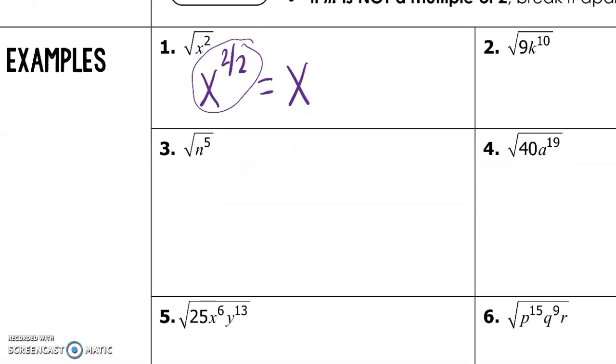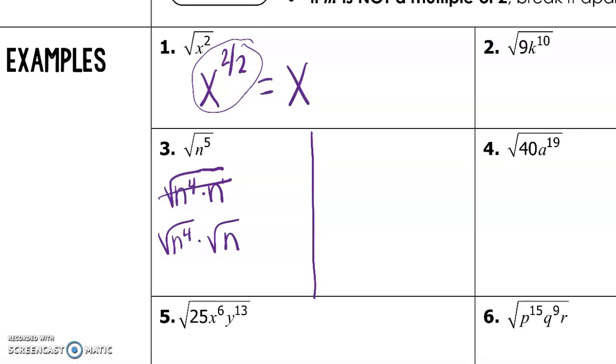Number 3, we already have an odd exponent. So I'm going to go through the formal way first. I'm going to split this box into 2, and I'll do the formal way on the left-hand side and then the informal way on the right-hand side. So the formal way is to split this into n to the 4th times n to the 1st. You don't need to write the 1, but you can if you want. If you want to skip that step and go right to this, square root of n to the 4th times square root of n, you can do that.